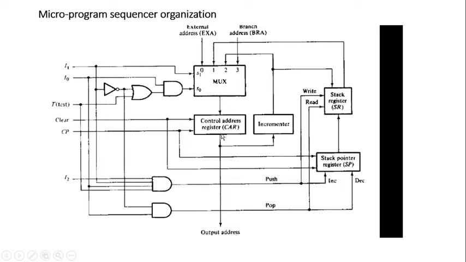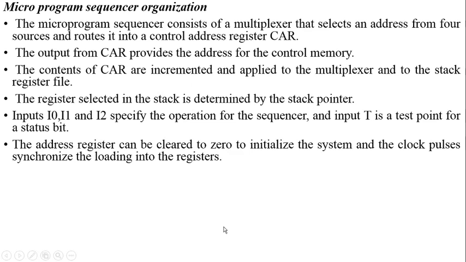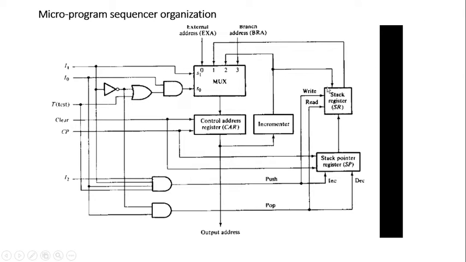Okay, this control address register forms the address information to our control memory in order to fetch a new microinstruction. The content of the CAR is incremented and applied to the multiplexer and to the stack register file also. So here we have a stack register. This stack register is kept here in order to support the subroutine call and return. How to perform subroutine call and return?